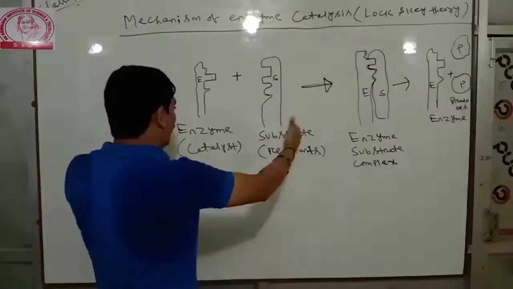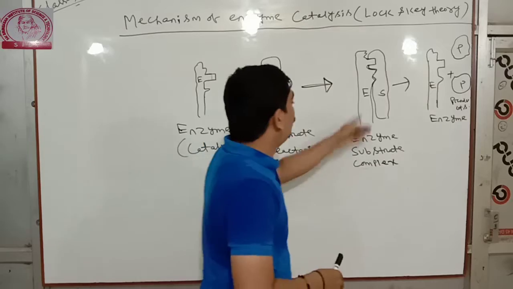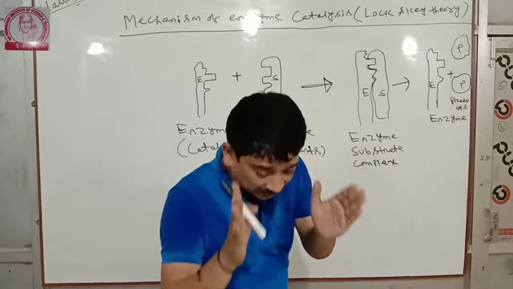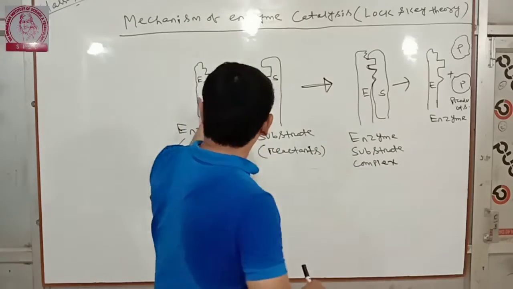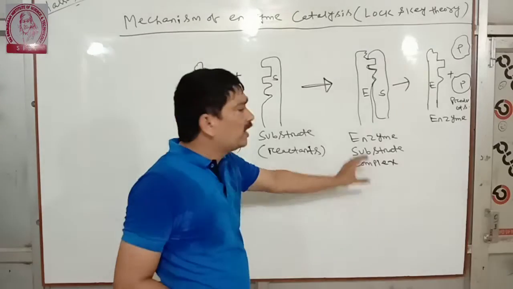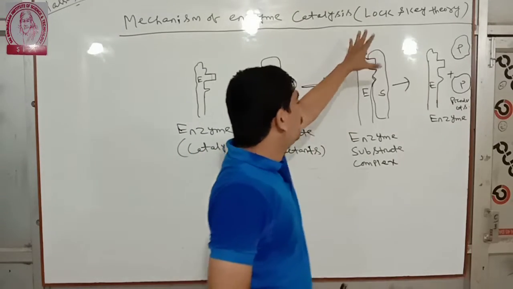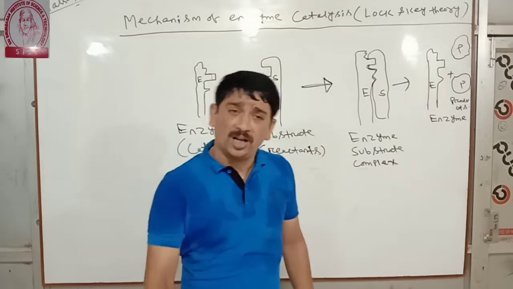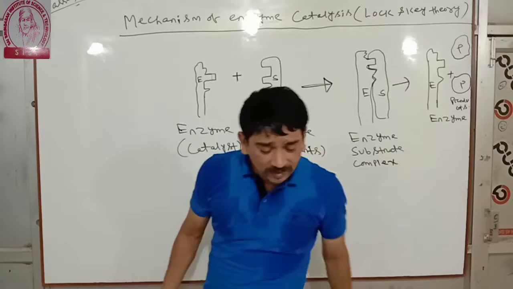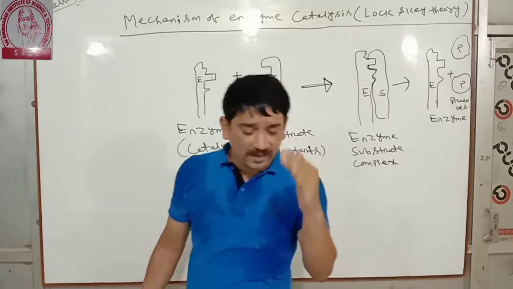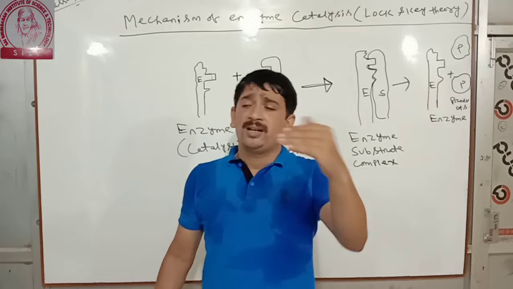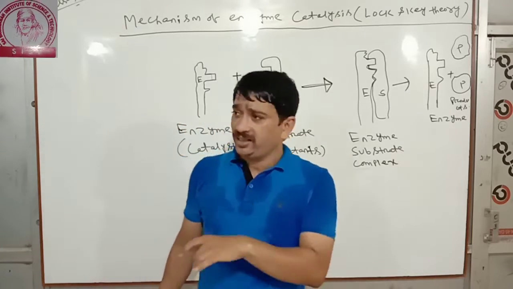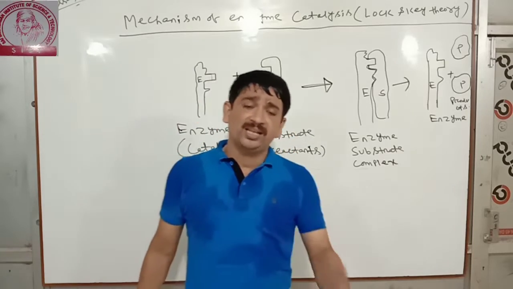Enzyme plus substrate mix to give enzyme substrate complex. This is step 1. Step 2, the enzyme substrate complex decomposes to give enzyme plus product. Clear? This is the mechanism of enzyme catalysis. In advanced classes, you will read Michaelis-Menten kinetics, the mathematical equation which we will discuss in enzyme catalysis.